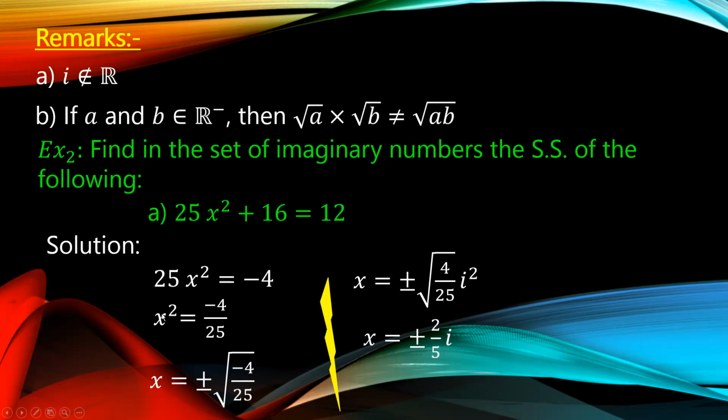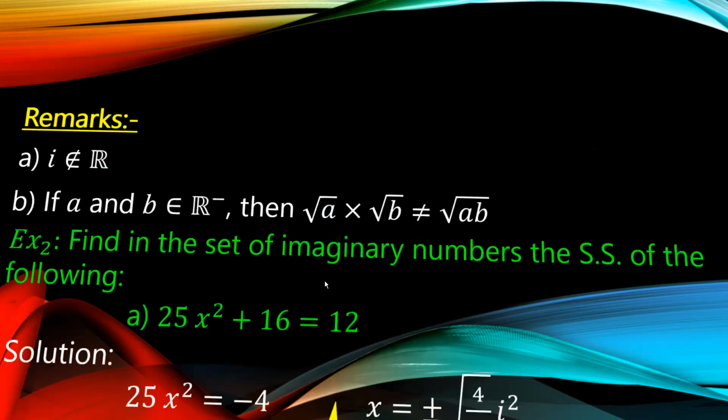Again, 25x^2 = -4, then x^2 = -4 over 25. I will take the square root of both sides, then x = positive or negative square root of -4 over 25. Here I can replace -1 by i^2. And I will take the square root of 4 over 25 as 2 over 5, and the square root of i^2 equals i. Then the solution set is 2 over 5 i and -2 over 5 i. i is an imaginary number, where i equals the square root of -1.